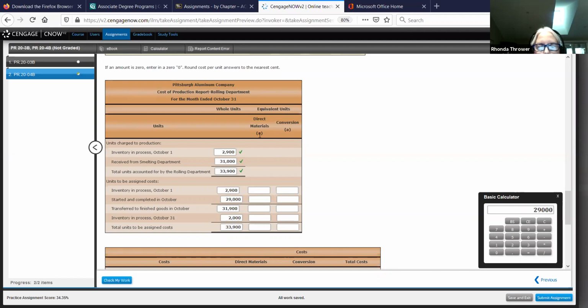And then you can move on and start with your beginning inventory units and determine how many direct materials units you need to add to your beginning inventory. And that in this chapter is always going to be 0 because all of the materials were added during the last process.